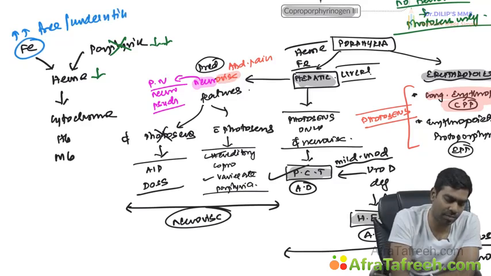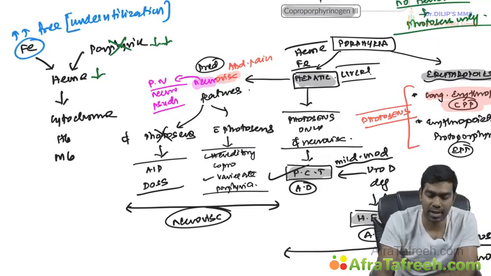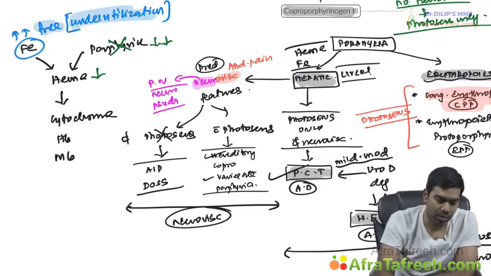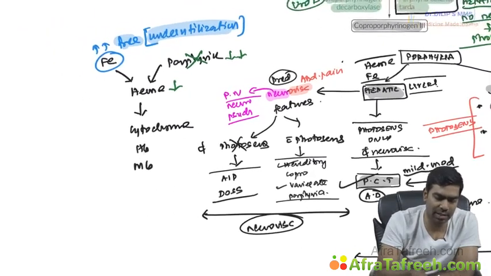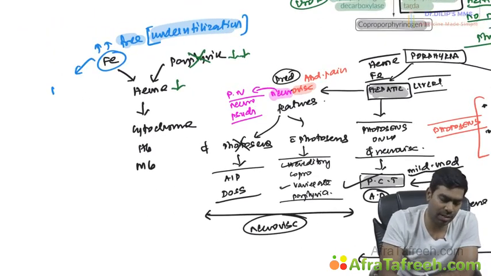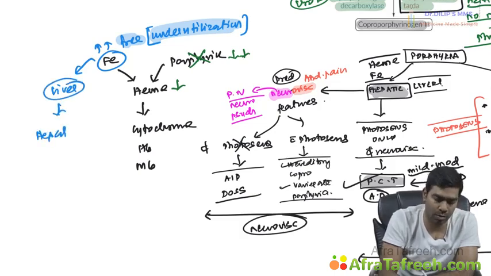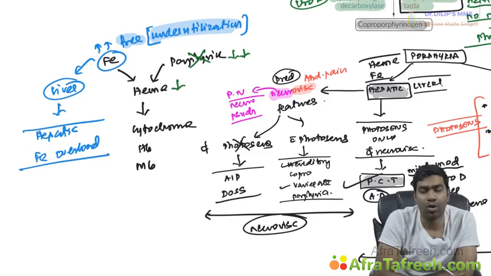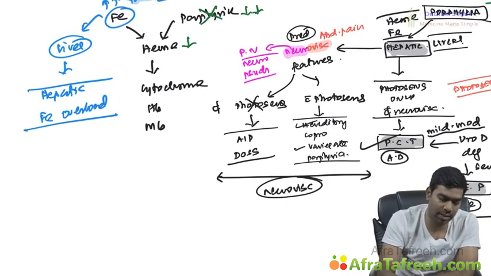Because of the underutilization of the iron, your free iron is going to increase. Suppose this excessive iron is happening in the liver, it's going to result in something called hepatic iron overload. So once you get a hepatic iron overload, this per se is going to increase the risk of hepatocellular cancer and cirrhosis.